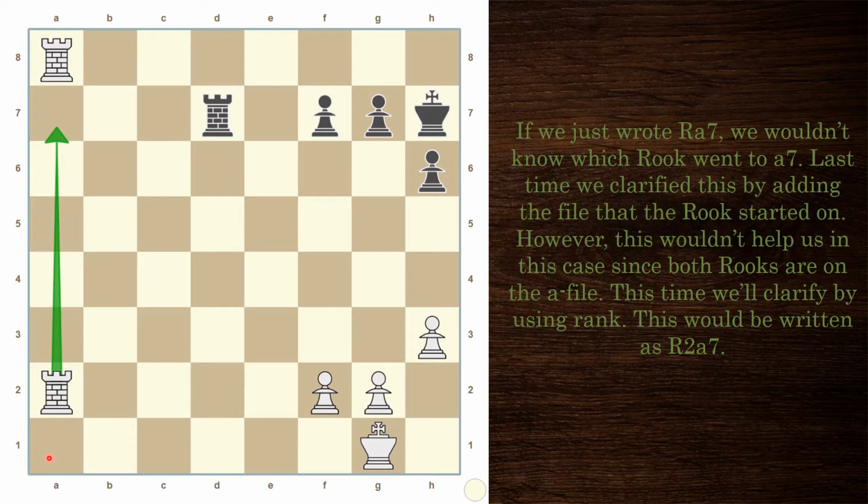And then sometimes they're on the same file, so saying rook A would not help here. So sometimes you say the rank instead. And so if we want to say that this rook moved to A7, we would say capital R 2 A7. In that way we know that the rook on the second rank moved to A7, not the rook on the eighth rank.